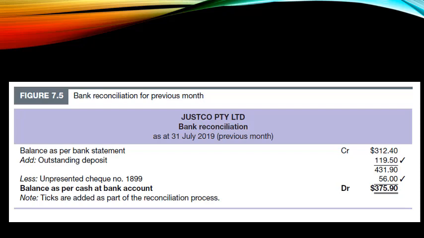Now, when you get this previous bank reconciliation, you have to cross-check it with the bank statement, which is provided by the bank at month end. As you can see, there are ticks there. It means that we have to check whether these items appeared in the bank statement for the succeeding month. So we'll see the August bank statement.